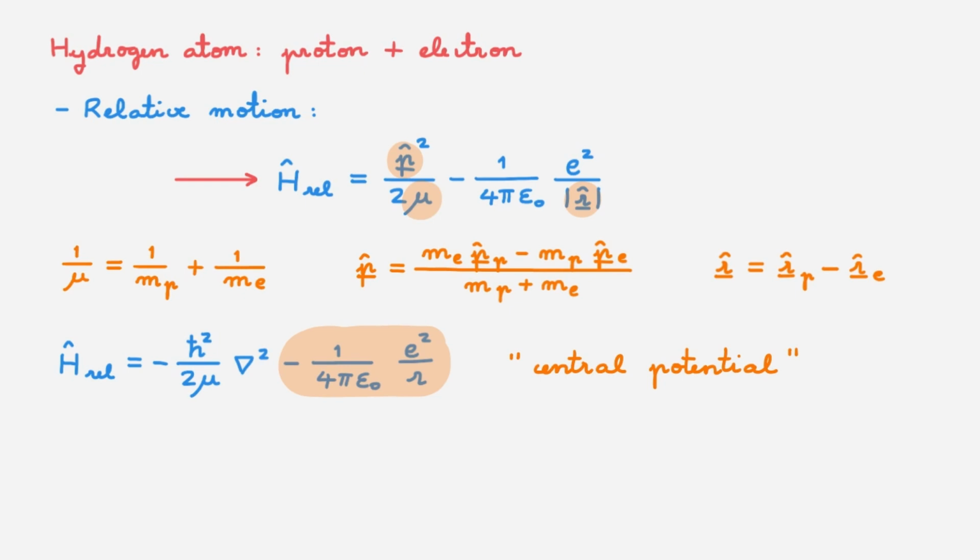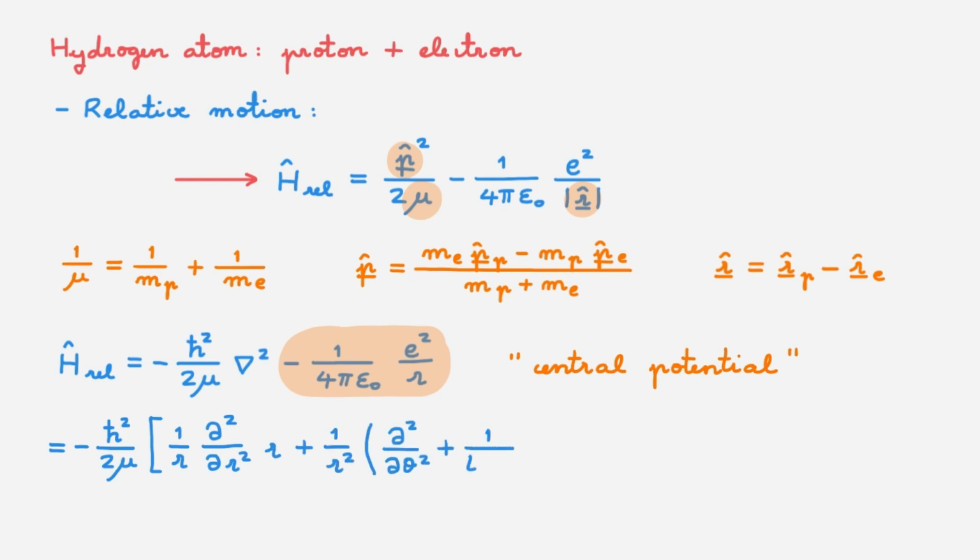For completeness, we can also write down the relative Hamiltonian by spelling out the kinetic energy term in spherical coordinates, and as discussed in the video on central potentials, it is given by this prefactor, multiplied by a term that involves the derivative of r, and then a long term that involves the derivatives of the angular variables, and finally, don't forget the potential energy term.